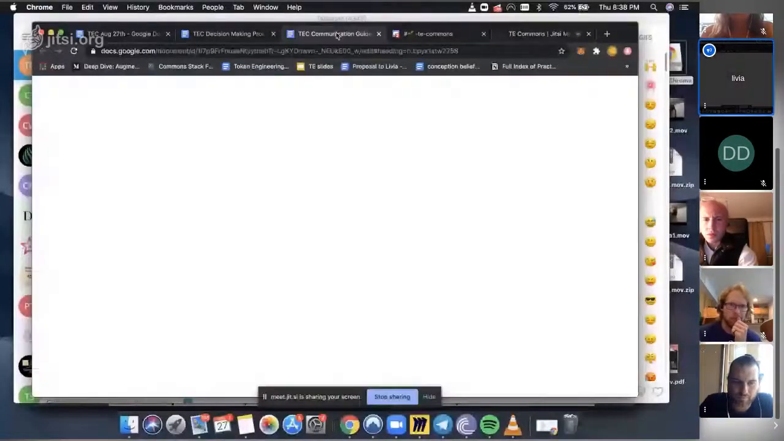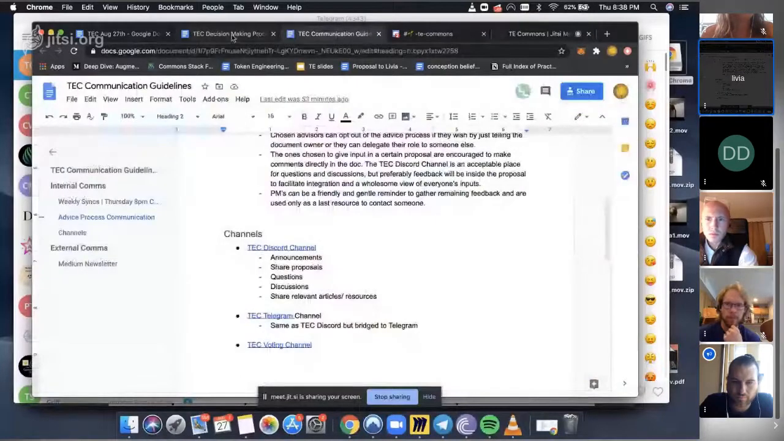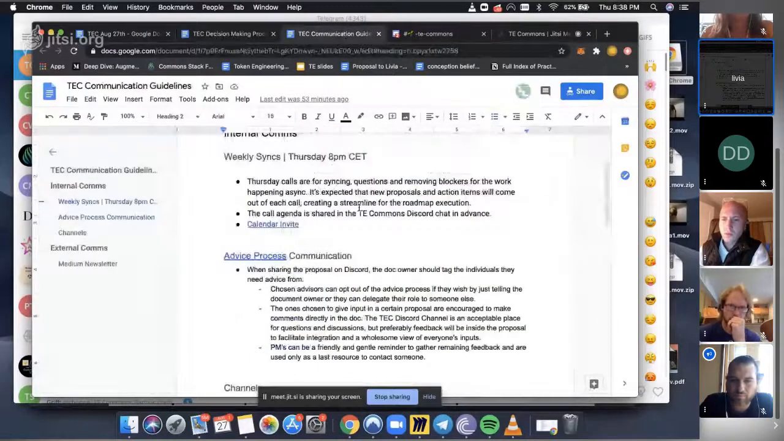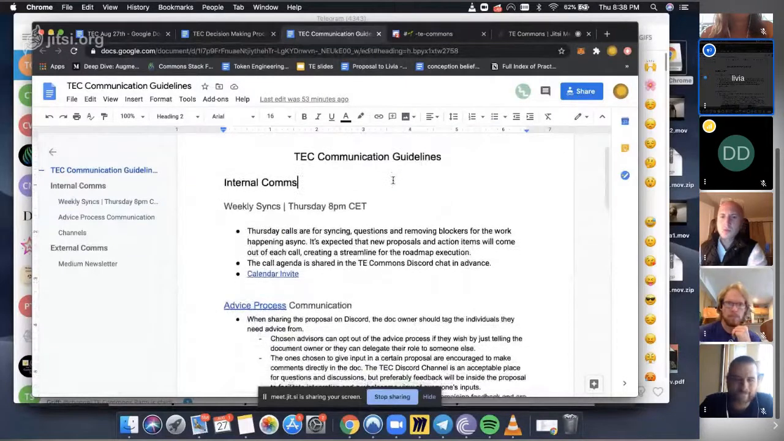Yeah, I actually don't think we need to spend much time on it, but let me just quickly go through. Yeah, so we thought it would be very helpful to have some communication guidelines to make all the collaboration we're having internally easier, and possibly a way of communicating externally too.